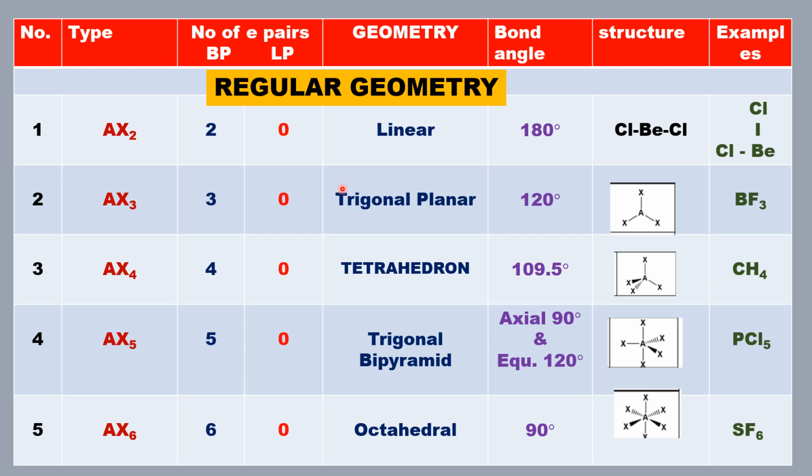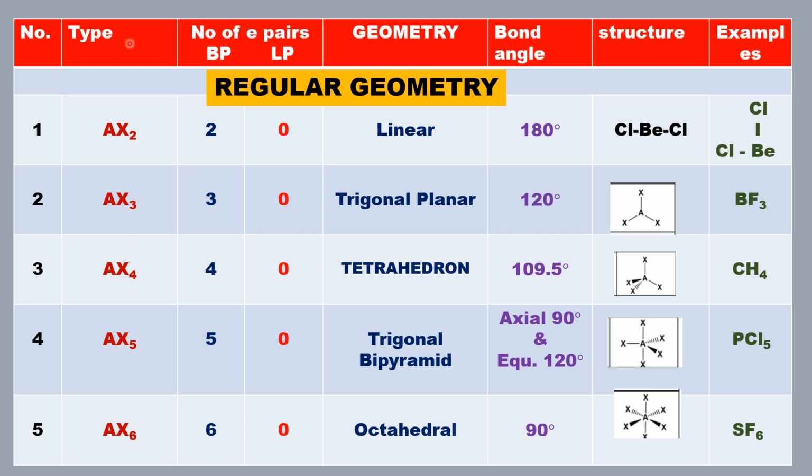If there are both lone pairs and bond pairs, the geometry will be irregular or distorted. Please remember, if the central atom in a molecule has both lone pairs and bond pairs, then the molecule will have irregular or distorted geometry. In these five types of molecules, there are only bond pairs, no lone pairs. Therefore, they have regular geometry.